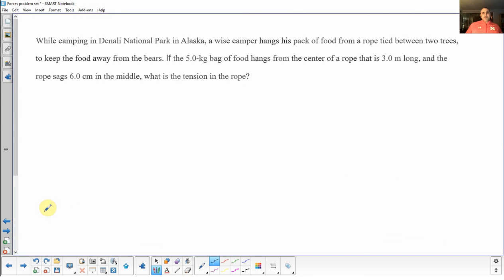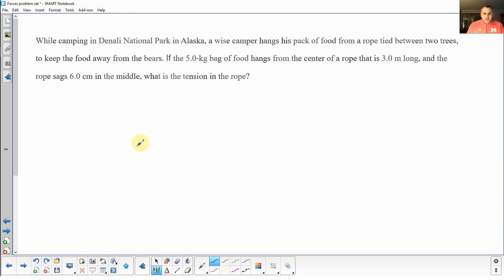Next, while camping in Denali National Park in Alaska, a wise camper hangs his pack of food from the rope tied between 2 trees. Why would you want to do that? Because if you put food on the ground, things will eat it. If you put it between 2 trees, fewer things will eat it. Anyway, keep food away from the bears. If the 5-kilogram bag of food hangs from the center of the rope that is 3 meters long and the rope sags 6 centimeters in the middle, what's the tension of the rope?